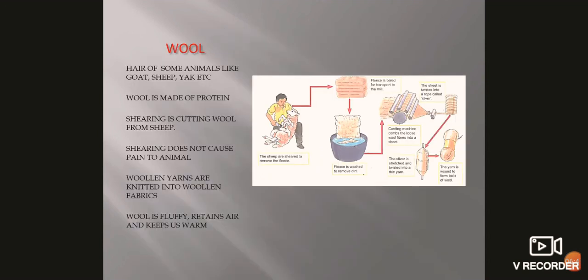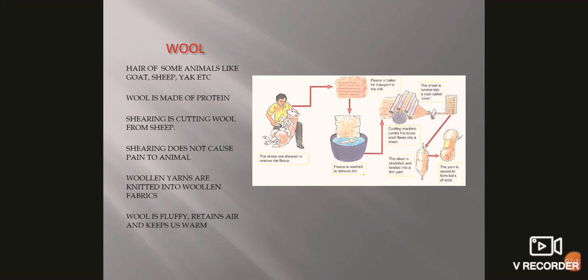The next fiber that we are going to take is wool. Wool is an animal fiber. Where do we get the wool from? In winters, you would have worn sweaters, caps, gloves in order to protect yourself from the cold. All these sweaters, shawls, etc. are made up of wool. Wool is in fact hair of some animals like goat, sheep, etc.